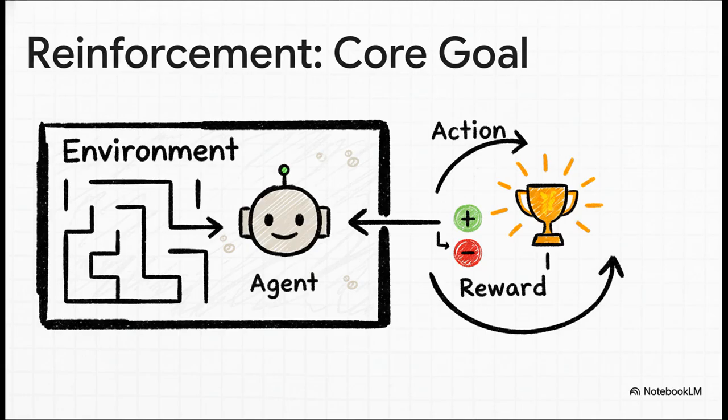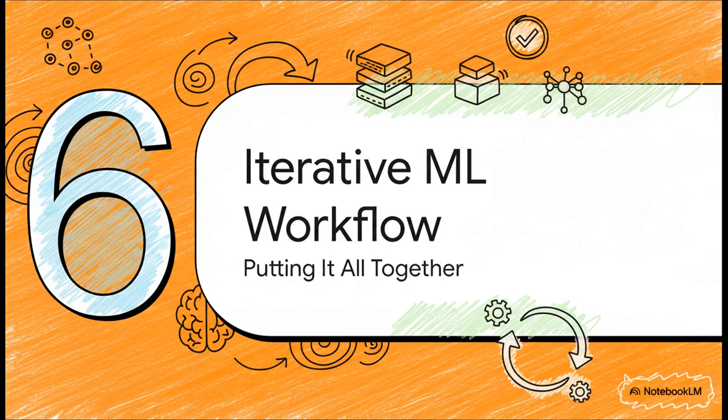And for reinforcement learning, it really is all about learning from consequences. An agent tries something, gets feedback, that reward signal, and learns from it. This is famously how AIs learn to master incredibly complex games like chess and Go. But it's not just for games. It's also used to teach robots how to walk, or even to optimize a city's traffic light system to make traffic flow better. Okay, so we've got the concepts, we've got the ingredients, we've got the main recipes.